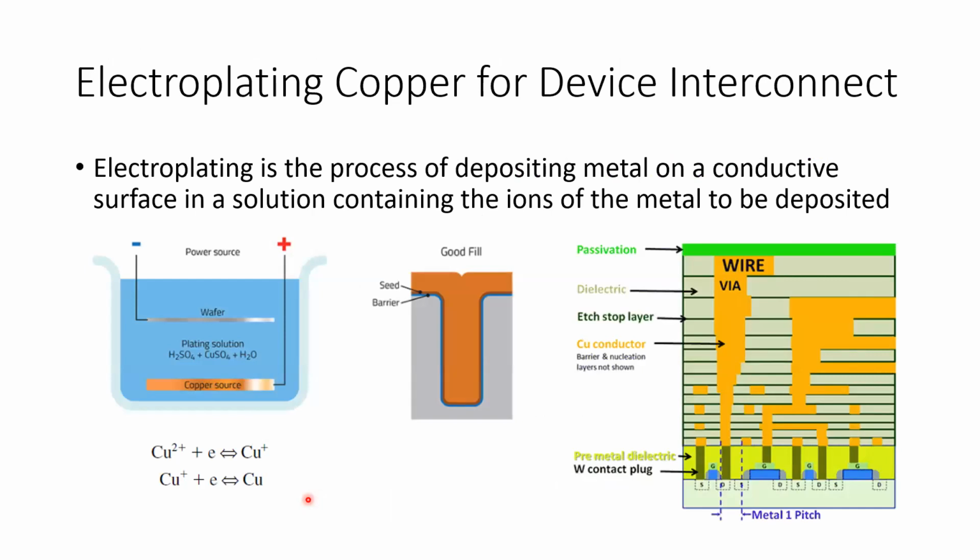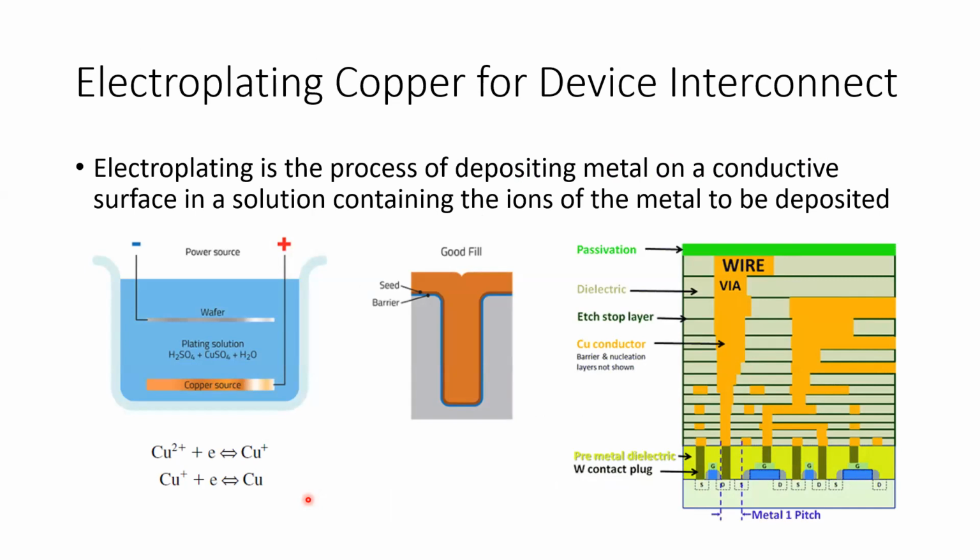And we haven't talked about how to deposit metal. We say we can use sputtering to deposit, actually, that's aluminum. We can use the sputtering process, and that's physical vapor deposition.